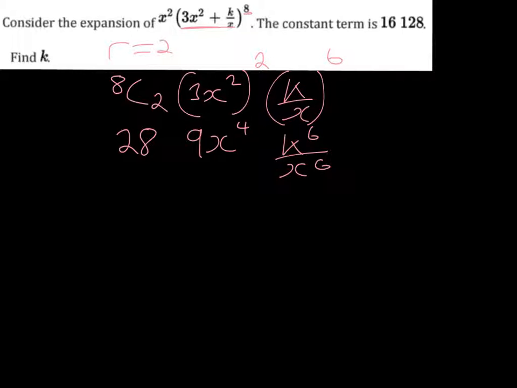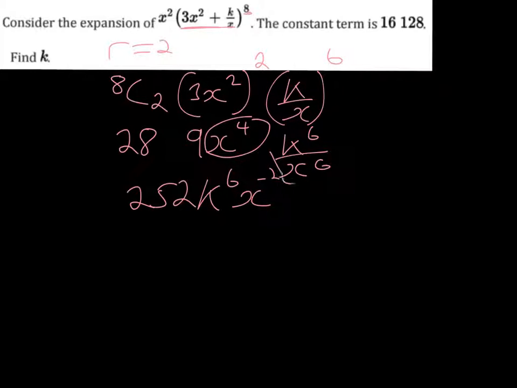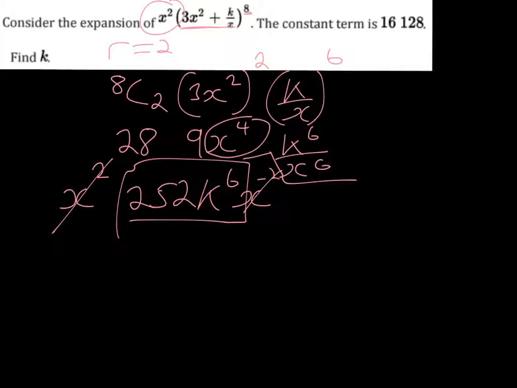And we can therefore multiply that out, and we'll get 252 k to the power 6 multiplied by x to the 4, multiplied by, in essence, x to negative 6, that will give us x to the negative 2. However, remember, we are multiplying each term in the binomial expansion by x squared. So we would here be multiplying this by x squared. So this x squared and this x squared will cancel out, and this would give us the constant term. This is the expression for the constant term.